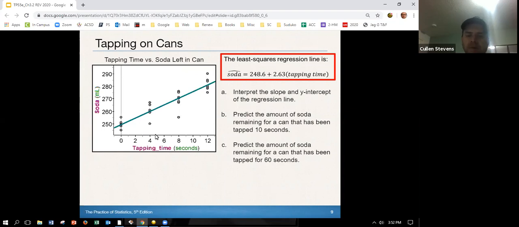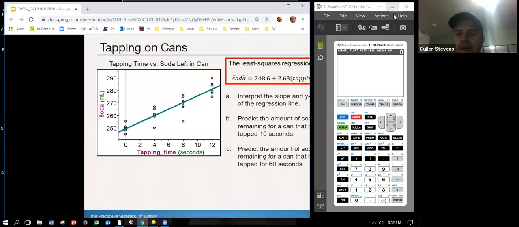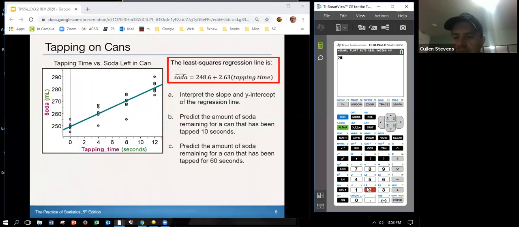Predict the amount of soda remaining for a can that has been tapped for 10 seconds. All right, so I'm going to take this 2.48, 0.6 plus 2.63. And now my tapping time is 10 seconds. And I see that I predict it's about 274.9 milliliters. Now predict the amount of soda remaining for a can that has been tapped for 60 seconds. Well, that's interesting.